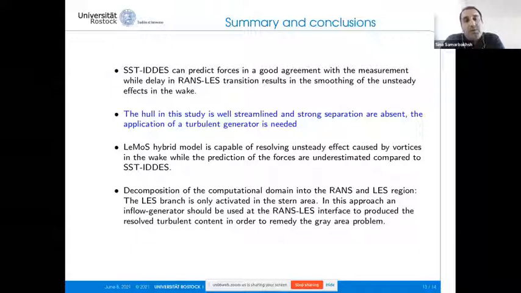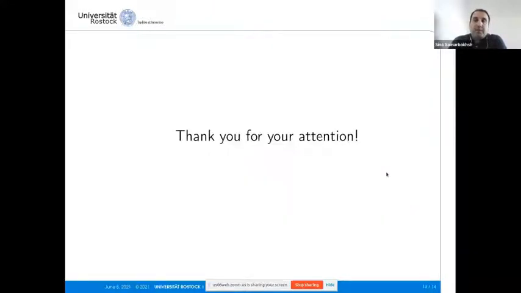To solve this issue, we are working in the direction of decomposition of the computational domain into RANS and LES. The LES branch is only activated in the LES area. In this approach, we also need an inflow generator at the interface between RANS and LES to produce the resolved turbulent content in order to remedy the gray area problem. Yeah, we are now working on the last items, and thank you for your attention.